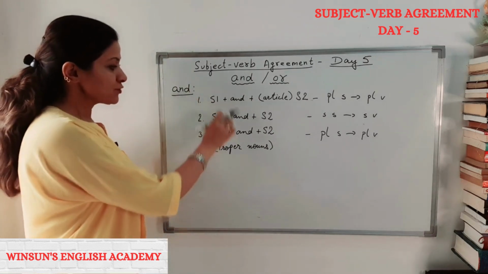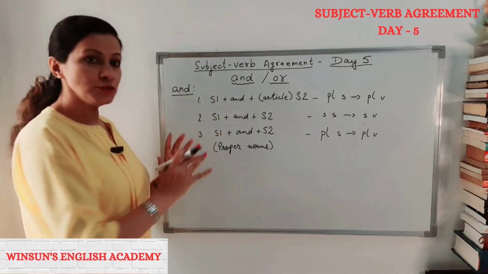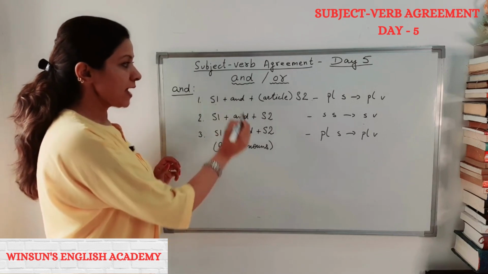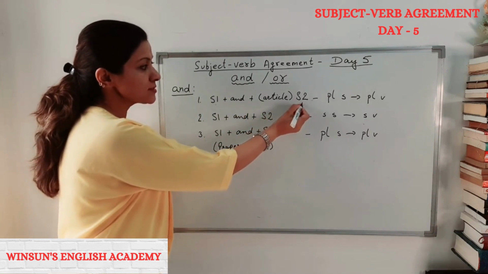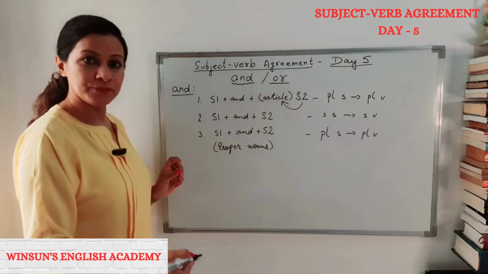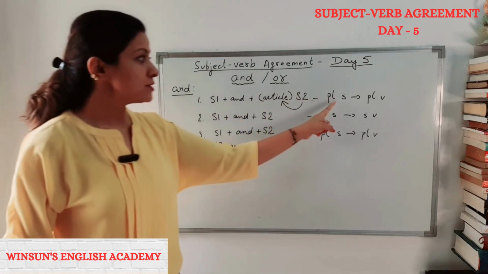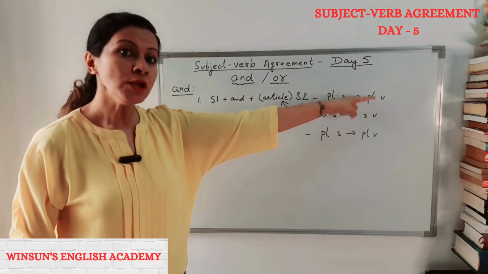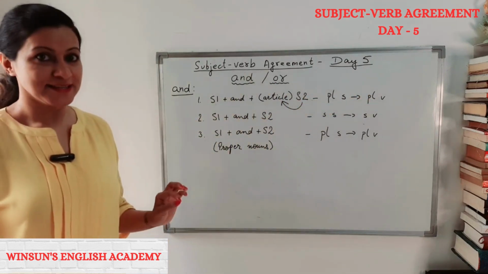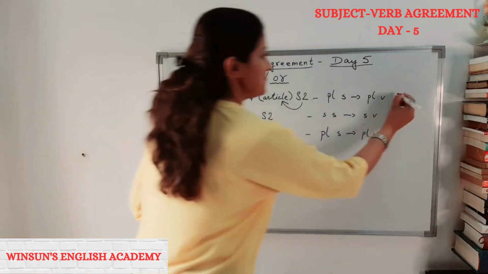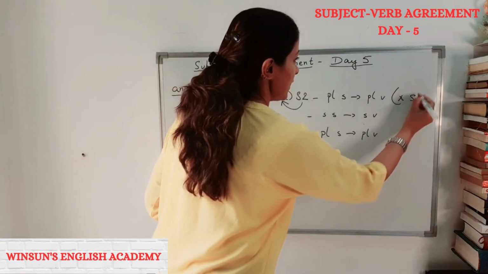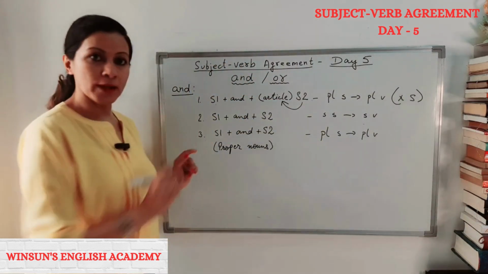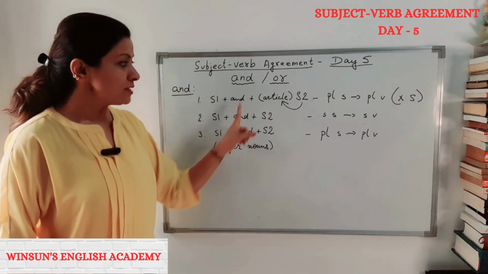This and has 3 rules. According to the first rule, in a sentence, when we have subject 1 plus and plus subject 2 and subject 2 has an article, in such a scenario, this becomes a plural subject, and we know that plural subjects take plural verb without an S. Correct.